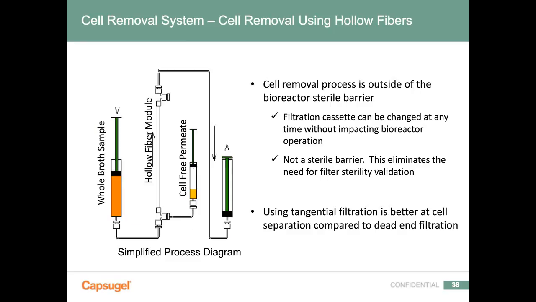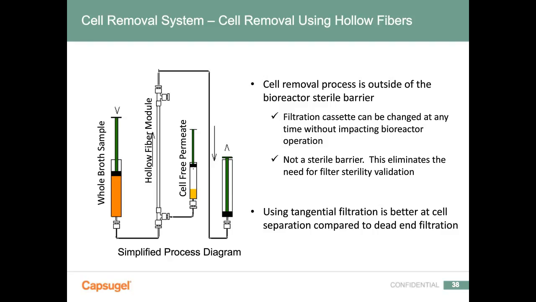We use a hollow fiber technology where the sample is brought into one of the syringes and then pushed back and forth through the hollow fiber, collecting cell-free permeate. And this is designed specifically for many reasons. One is that the cell removal process is conducted completely outside of the bioreactor barrier. And this was an important requirement for our end user.